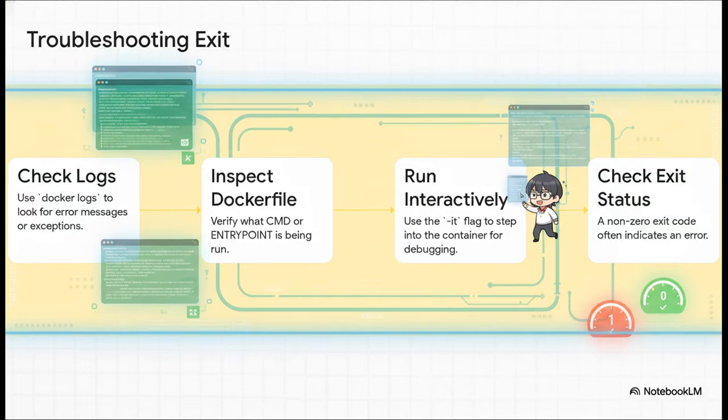First up, always check the logs with Docker logs. That's where the error messages are hiding. If that doesn't give you a clue, take a look at your Dockerfile. Is the CMD or entry point what you think it is? Still stuck? Try running the container interactively. That drops you right into a shell inside it so you can poke around. And finally, check the exit code. 0 is good, anything else is a signal that something went wrong.